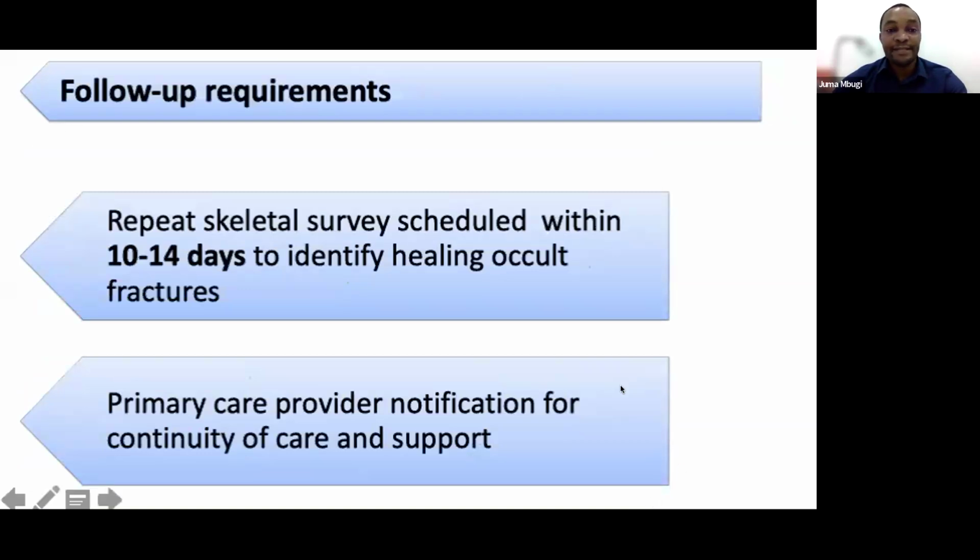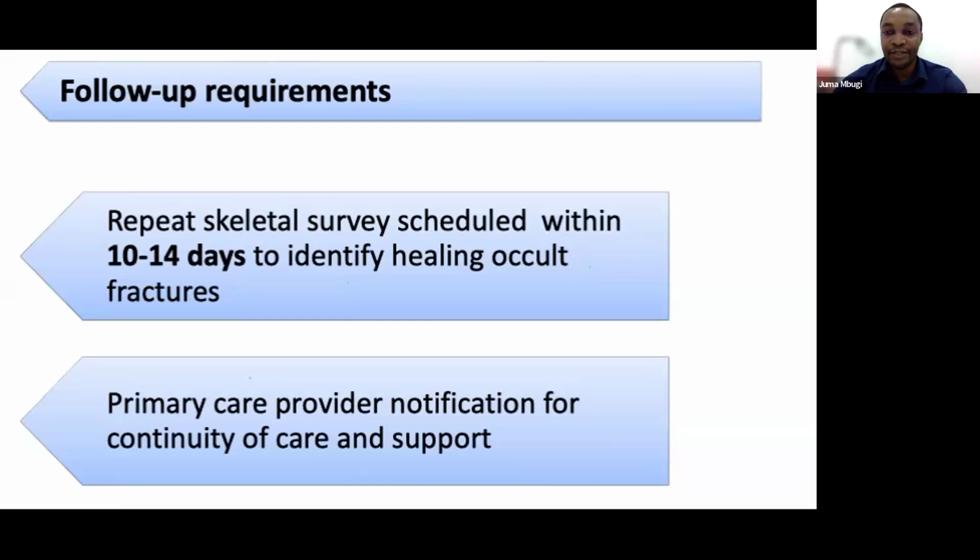Follow-up requirements. We saw this, that you need to repeat the skeletal survey within 10 to 14 days to identify occult fractures that were not detected initially. And then you might also need to notify the primary care provider for continuity of care and support.